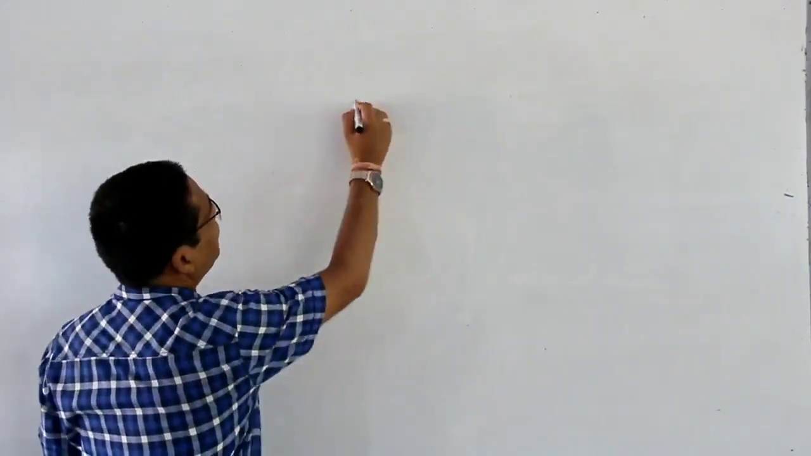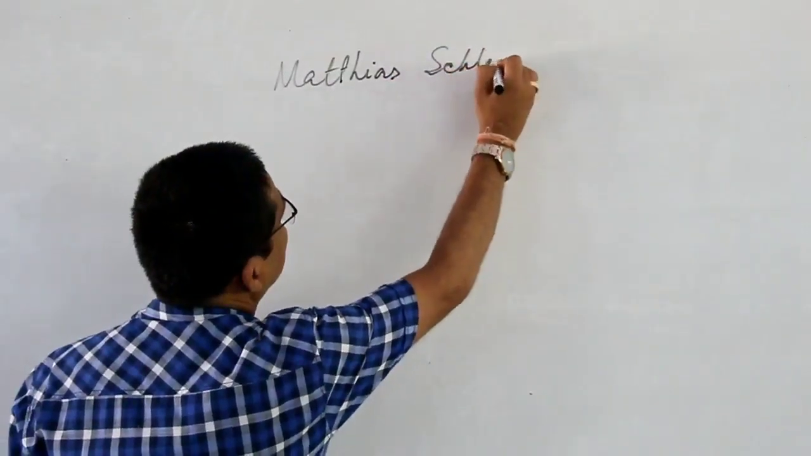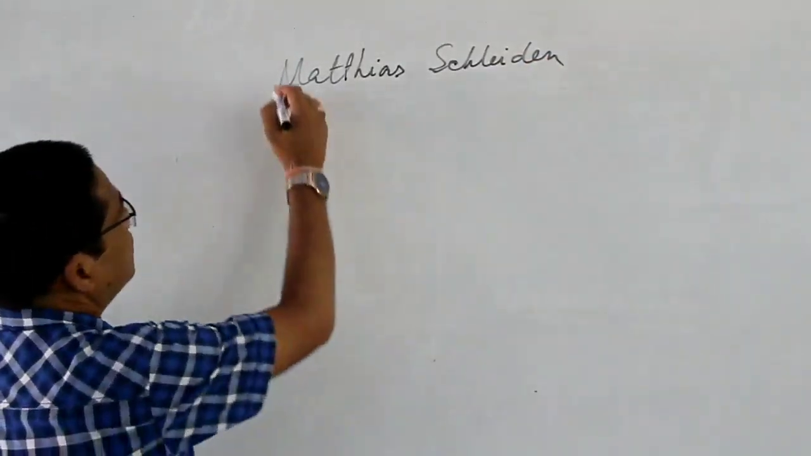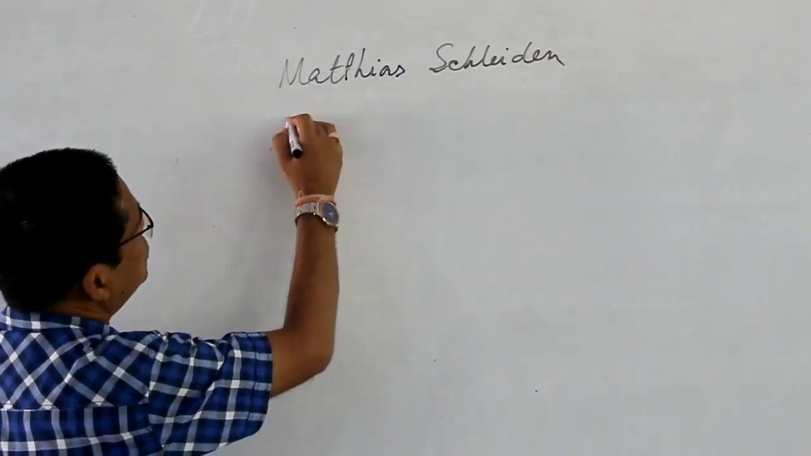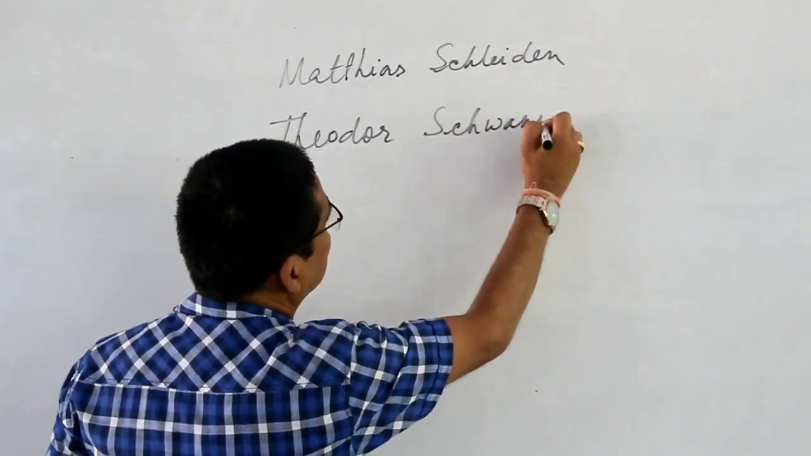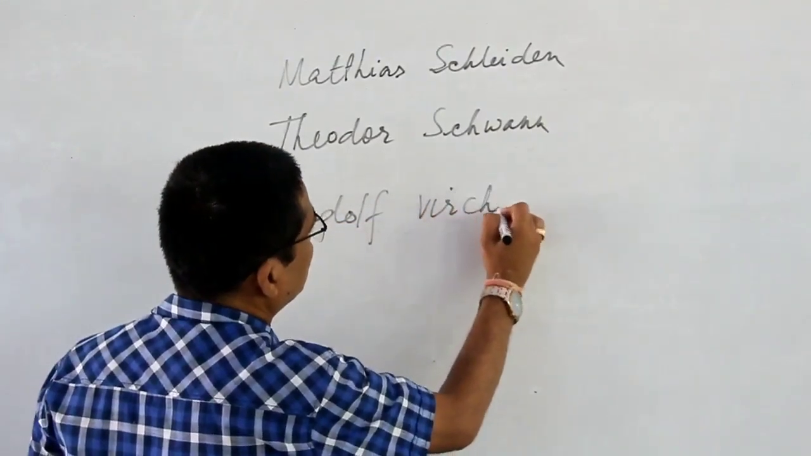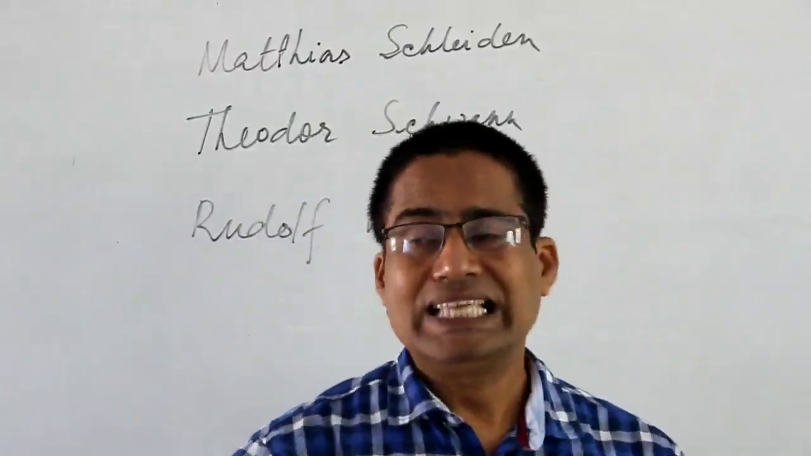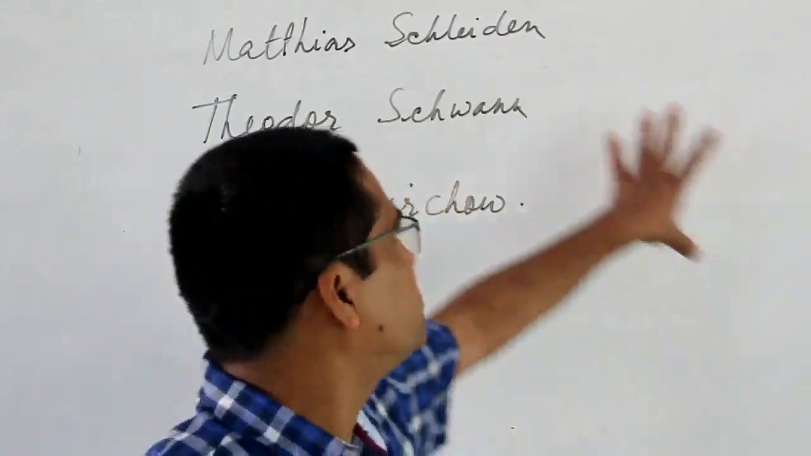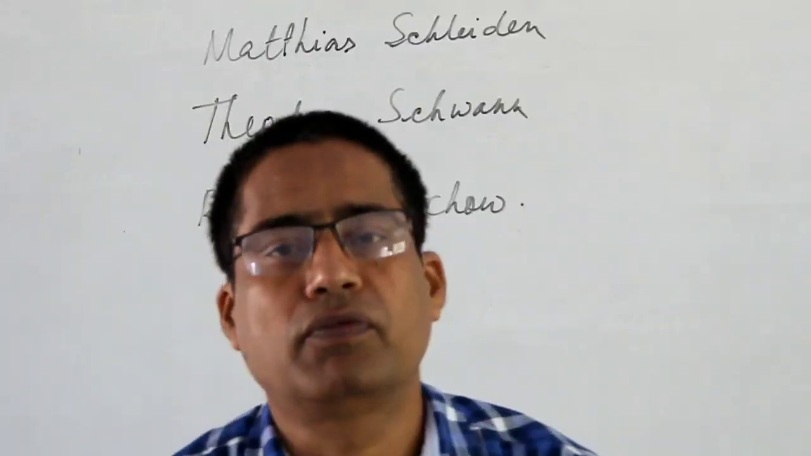First is Matthias Schleiden, S-C-H-L-E-I-D-E-N. Please remember the spelling. Matthias Schleiden, then Theodor Schwann, S-C-H-W-A-N-N, and third was Rudolf. So cell theory, I'll tell you what cell theory means. Before that, just remember the three names of the scientists: Matthias Schleiden, Theodor Schwann, and Rudolf Virchow.